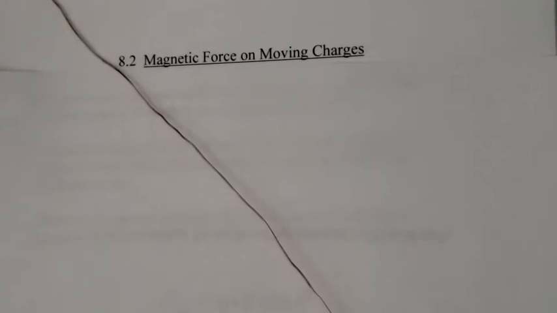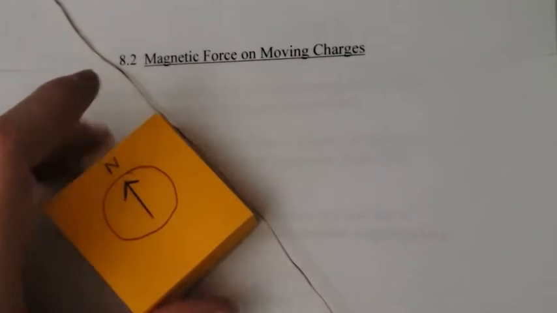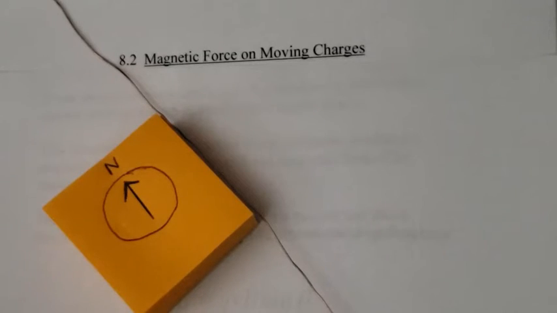Magnetic force on moving charges. So we're going to try to do a little experiment here. If I take a wire, any wire, and I put a compass next to it, normally the compass just aligns itself with magnetic north, so it points towards north.